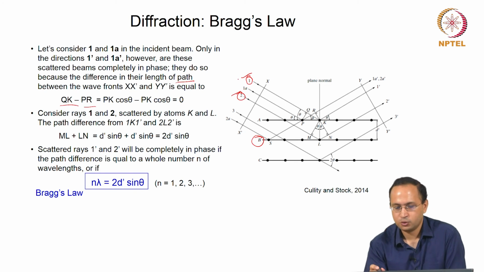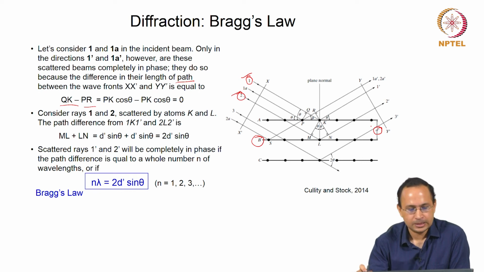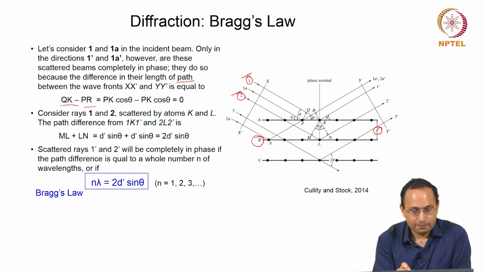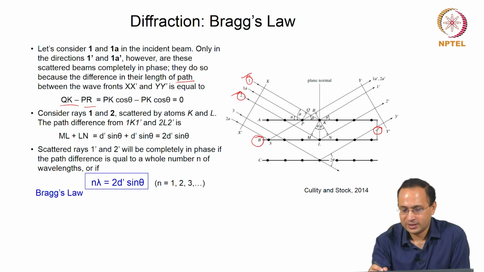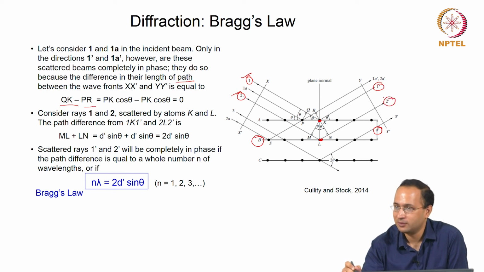Okay. So we are now looking at rays 1 and 2, and the distance between these two layers is d', just keep that in mind. So what is the path difference for the rays 1 and 2? Ray 1 interacts with K, ray 2 interacts with L, and 1' is your diffracted ray and 2' is your diffracted ray, right.